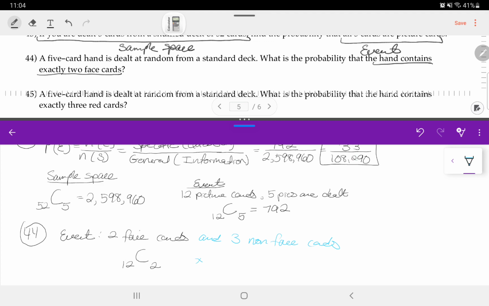There are 52 cards in my deck. 12 of them are face, which means the other 40 cards in my deck are not face. We can do 52 cards overall minus 12 face cards, which means there are 40 non-face cards. And out of the 40 non-face cards, we are being dealt 3, and the order in which I'm being dealt those cards does not matter.